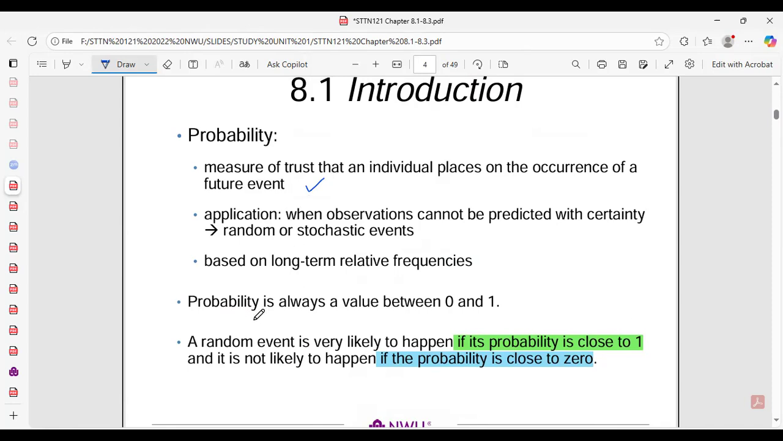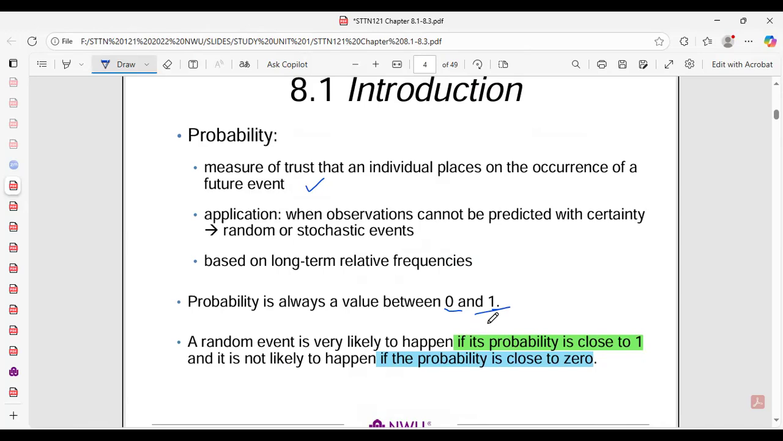And also, this is very important, the probability value is always between 0 and 1. You cannot get a probability of more than 1, maybe 1.3, 1.5, 1.7, 2 point something. You cannot get that probability. And a negative probability, you cannot get that. It's between 0 and 1. You'll see when you do the questions.